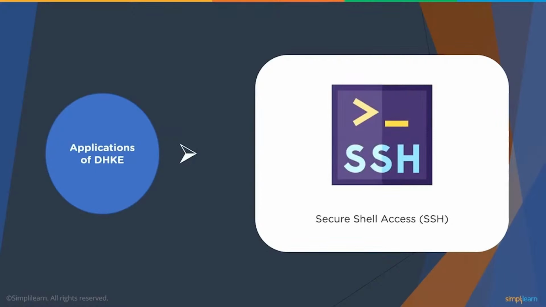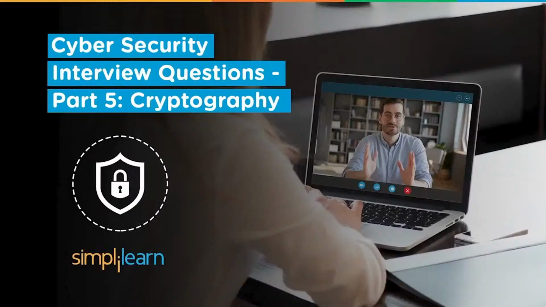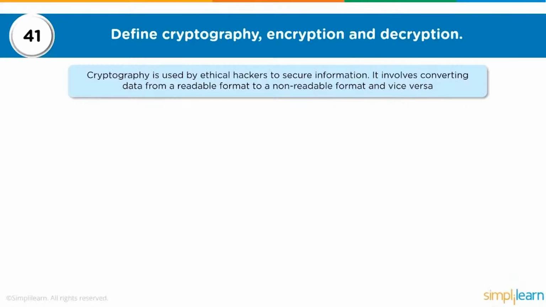It is a cryptographic protocol used to access system terminals from a third-party appliance or application. The Diffie-Hellman algorithm helps in exchanging the keys between both systems so that remote access can be enabled. Here, we will focus on the popular cryptography questions that can be asked in a cybersecurity interview. Our experienced instructor Bipin will take you through these questions. So, let's get started. The first question: define cryptography, encryption and decryption.